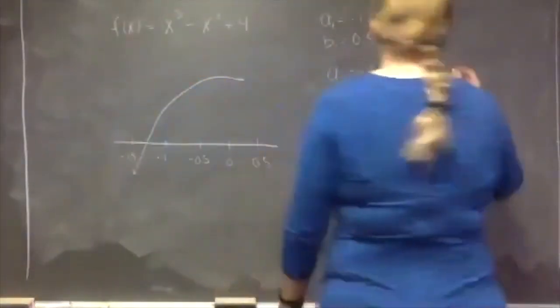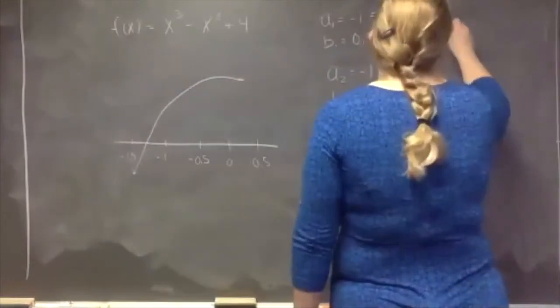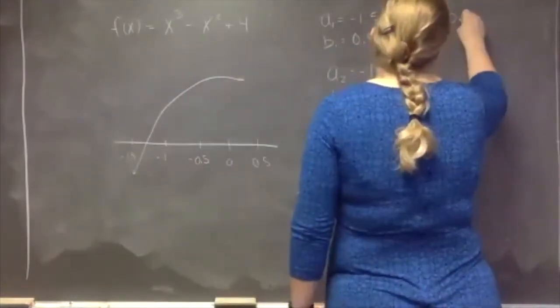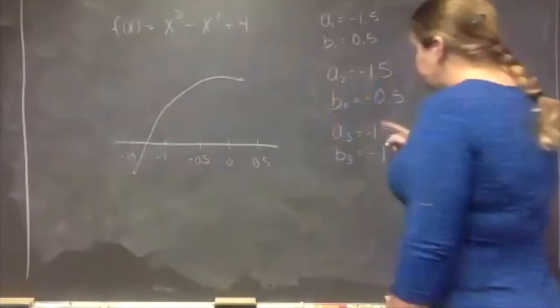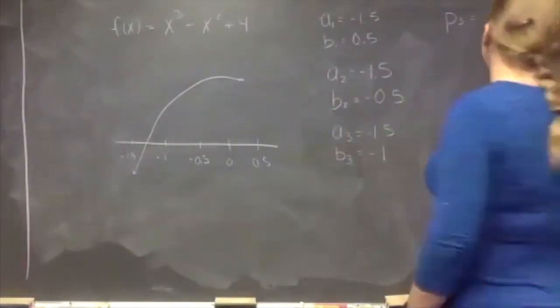Or maybe we'll do two if we feel like it. So next, our P3, our midpoint between A3 and B3, is negative 1.25.